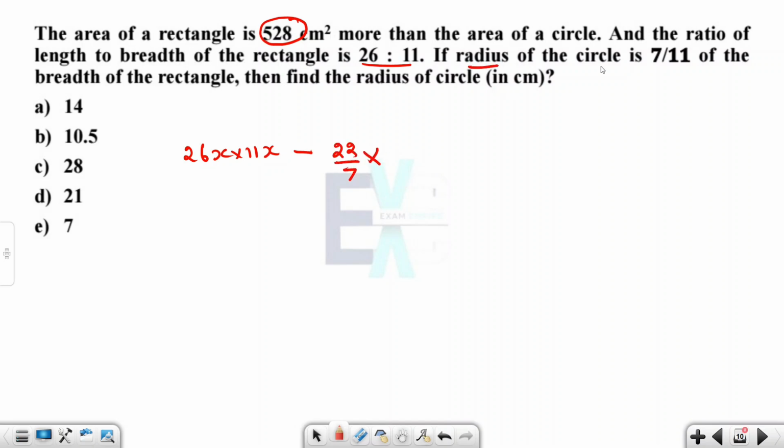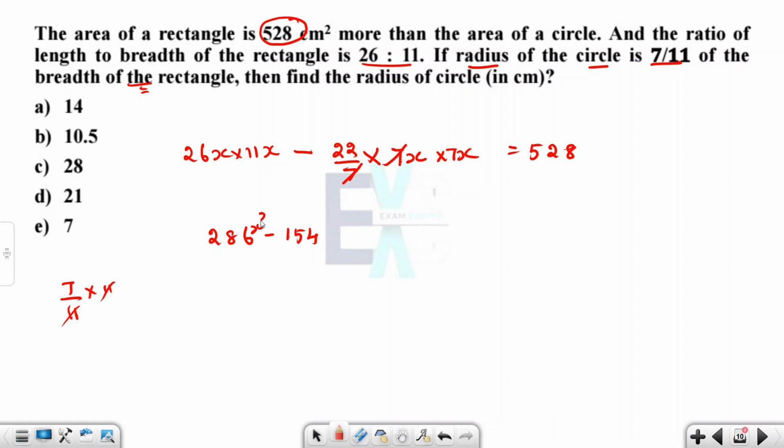And what is the radius of the circle? It is 7 by 11 of the breadth of the rectangle. That is 7 by 11 of, what is the breadth of the rectangle? 11x. Okay, now it is going to get cancelled. So it will be 7x into 7x, and the equation is equal to 528. In here it is going to get cancelled. So what is 26 into 11? We'll get 286, and 22 into 7 will give 154.